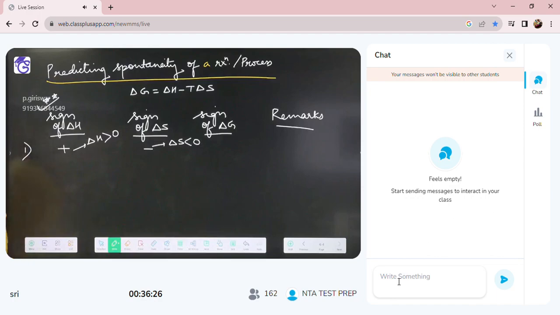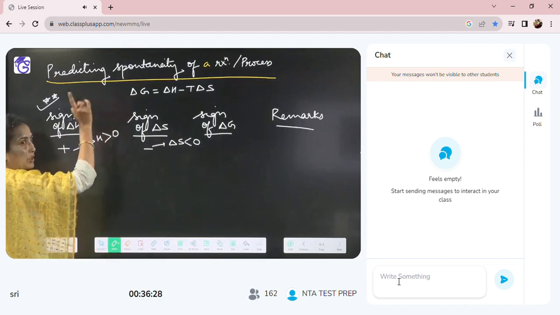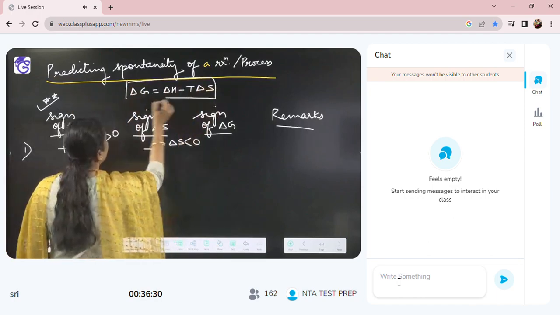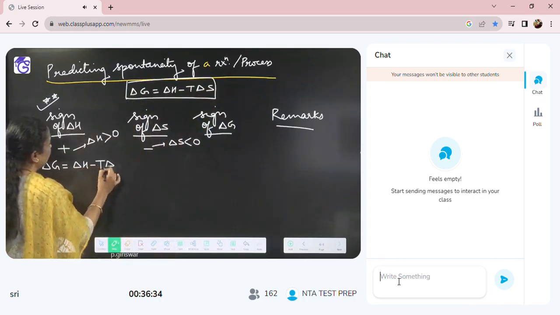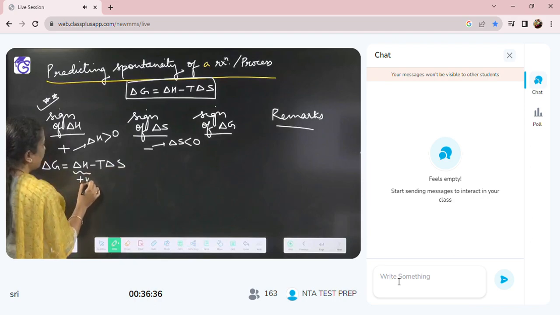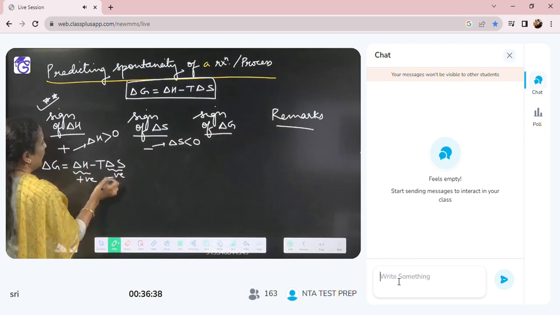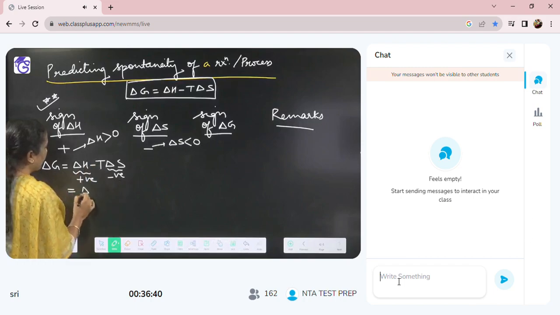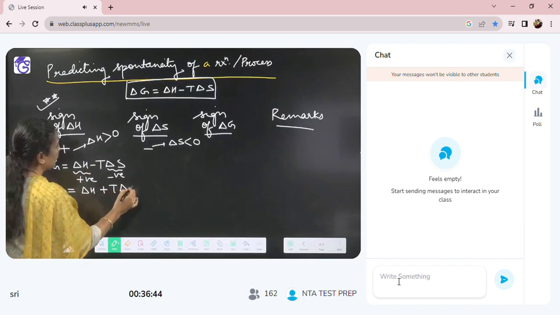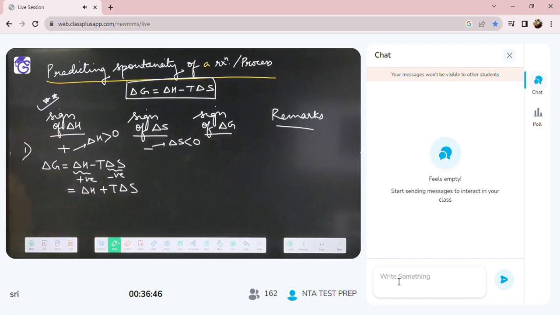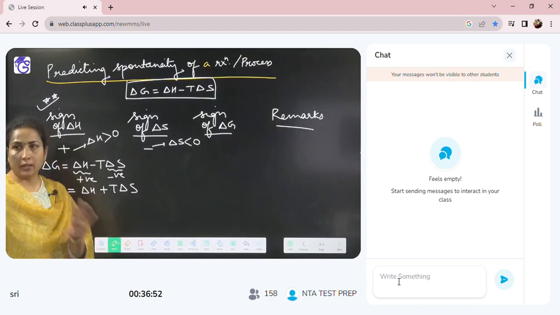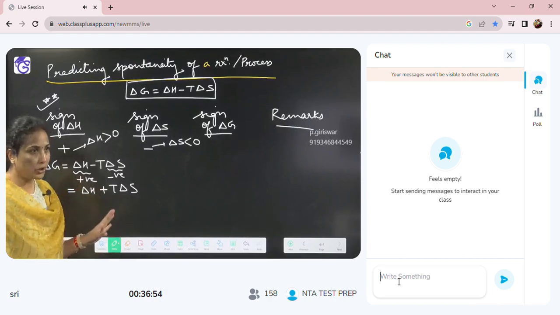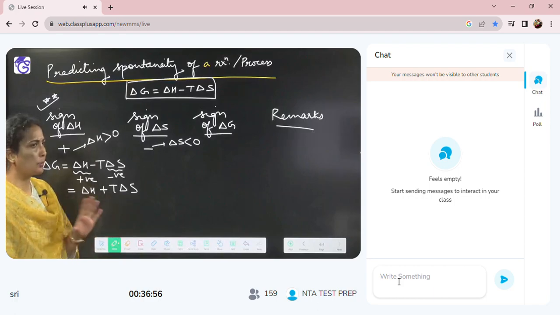Right? Now your basic equation remains the same, which is delta G is equal to delta H minus T delta S. This is positive, delta S is negative, so negative will become positive. Ultimately my expression turns into delta H plus T delta S. Every time I am dealing with positive temperatures on the Kelvin scale, not negative temperatures, right? We are not performing reactions or processes there.